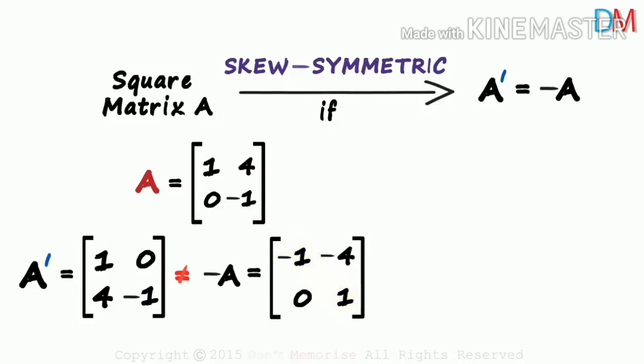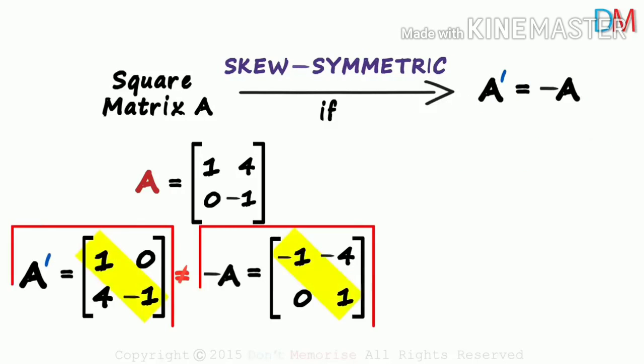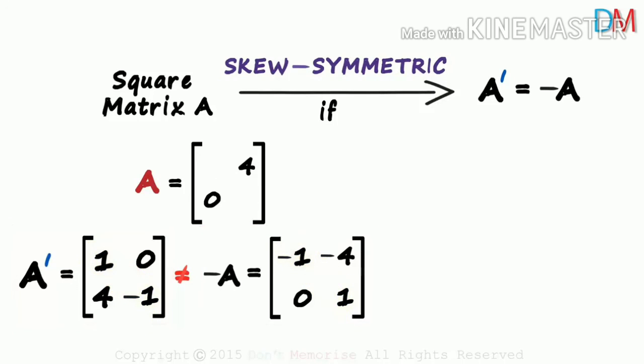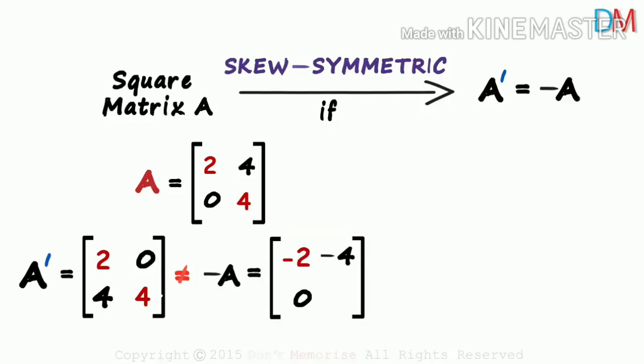And what is the condition for a matrix to be skew-symmetric? It says that A transpose should be equal to negative A, which means all corresponding elements must be equal. Can the diagonal elements of these two matrices ever be equal? Let's say the diagonal elements of a matrix were 2 and 4. For A transpose, the diagonal elements would be 2 and 4, and for negative A, the diagonal elements would be minus 2 and minus 4, not equal. So if the diagonal elements are non-zero, the matrix can never be skew-symmetric.